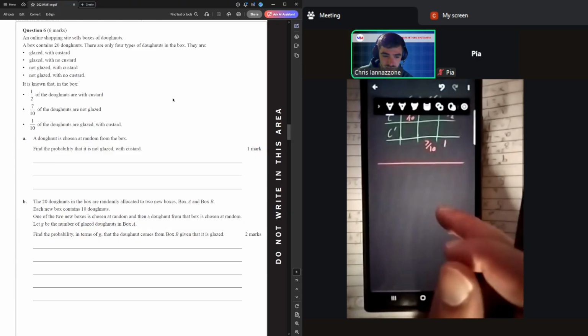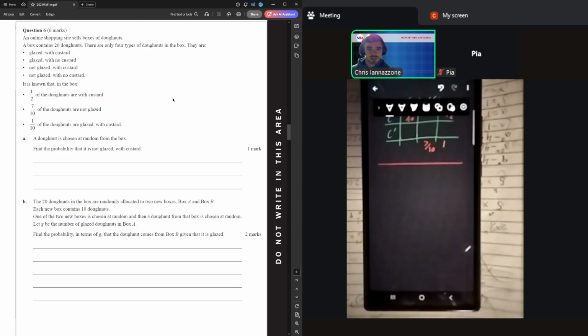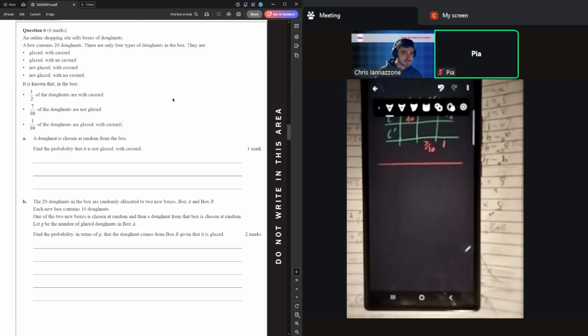Do you want to try take it yourself all the way to the end, or do you want to start working through it together? Can we start working through it together? Yeah, I think that's appropriate.